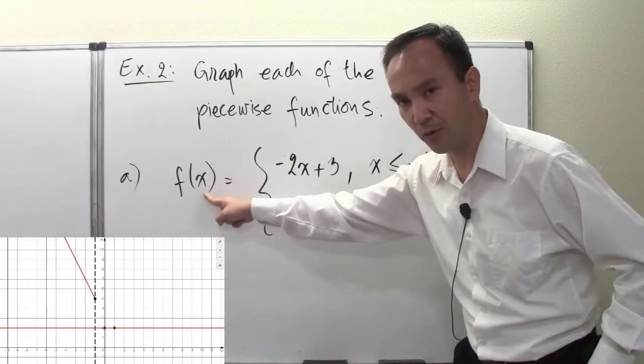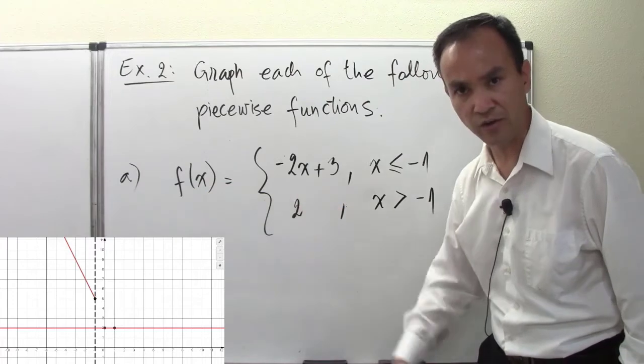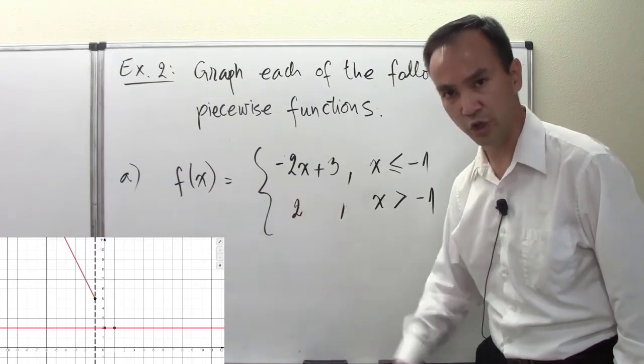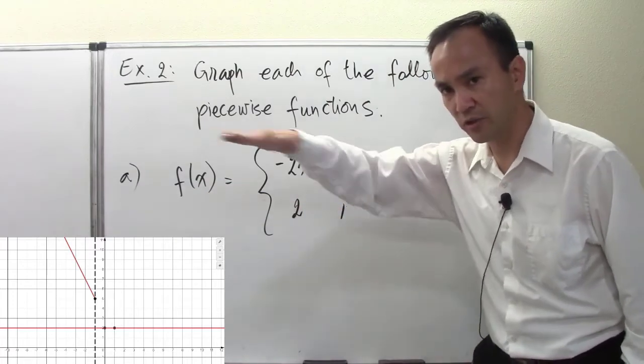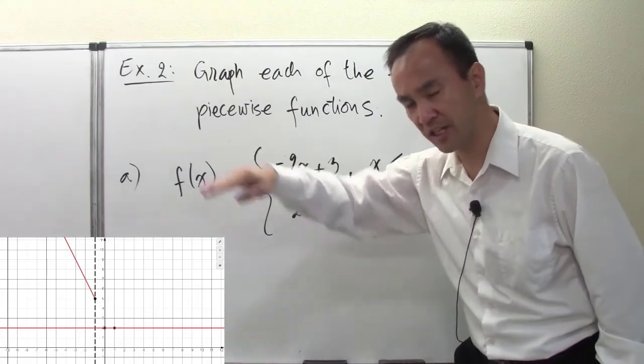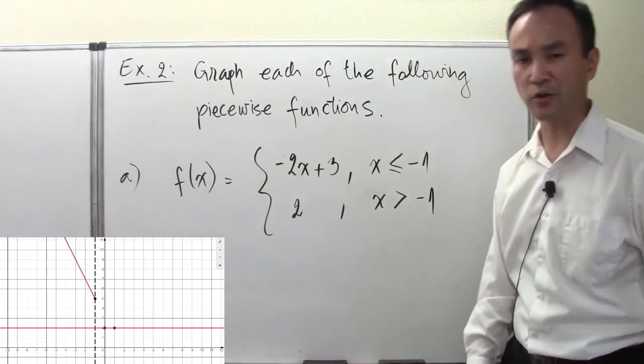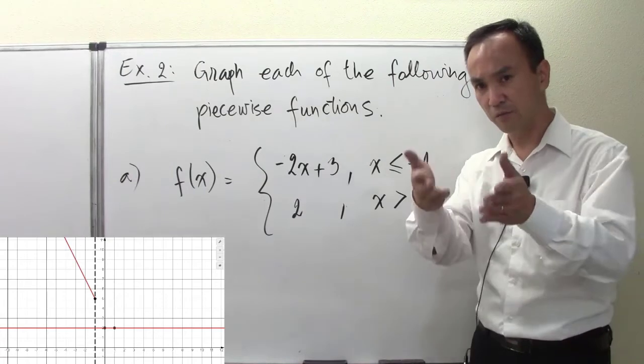Regardless of what that input is, the function is a constant value. f of x equals 2, or y constantly remains 2. The output constantly remains 2, regardless of what x value that is. Okay, so that's the complete graph.